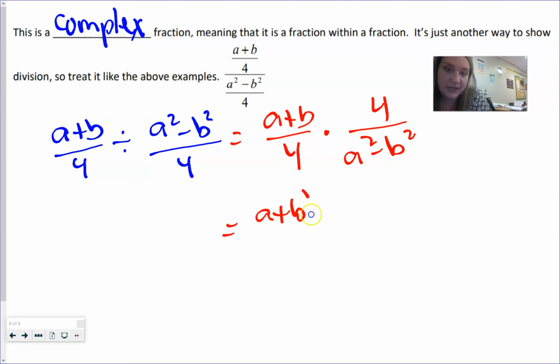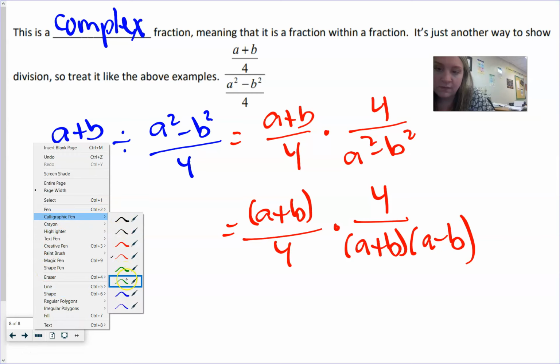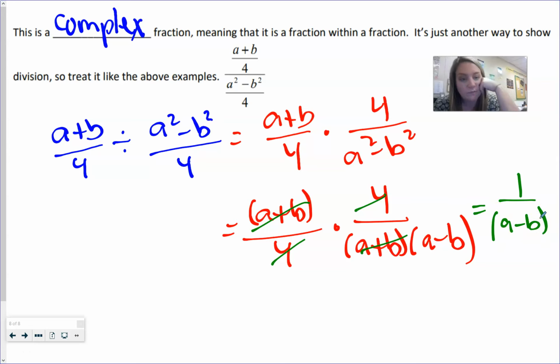So a plus b stays over 4. 4 over, so use my conjugates. So a plus b, a minus b. And then we can cancel out my 4s and my a plus b's. Kind of similar to the one we just did. We're left with 1 over a minus b.